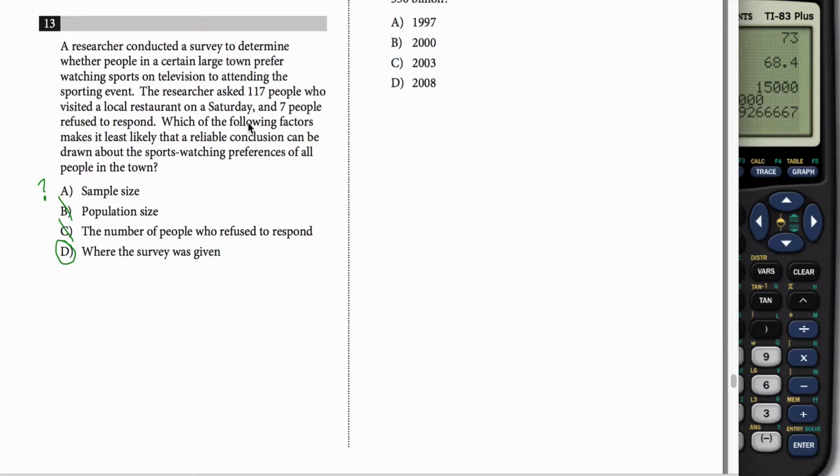Or maybe the specific restaurant is a really expensive restaurant. And the people that go there on a certain Saturday night got a lot of money to throw around, so they're able to go to these games. I don't like asking everybody at this specific restaurant. So I think that both A and D are a little bit problematic, but D is a lot more problematic. So D would be my answer to this question.